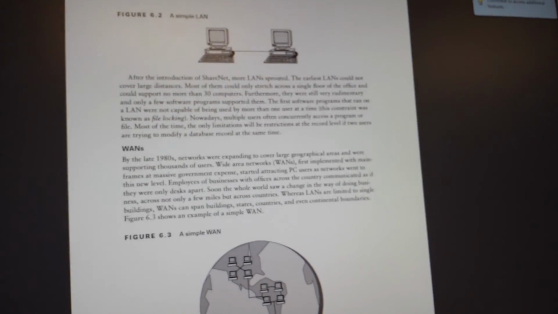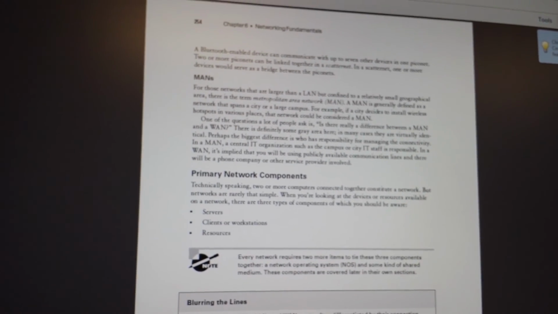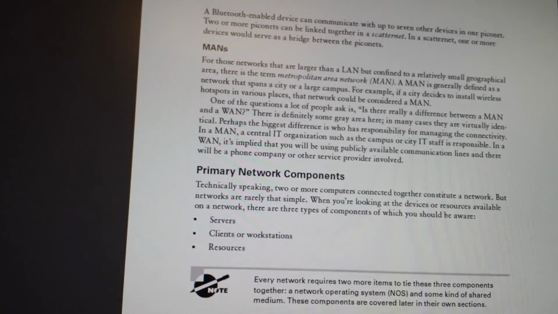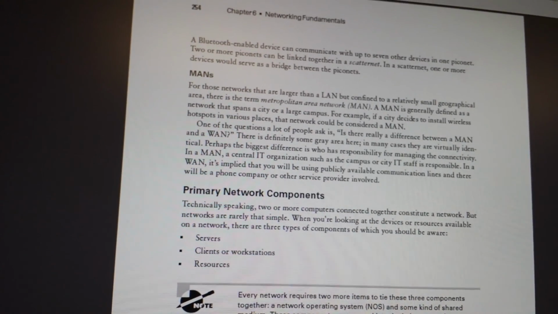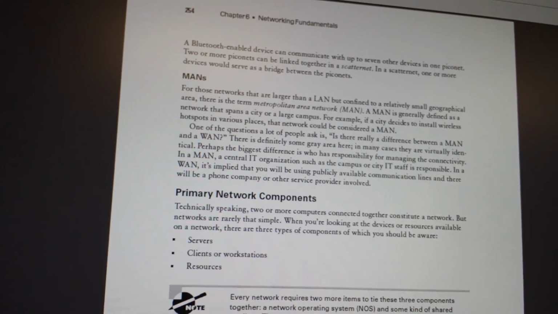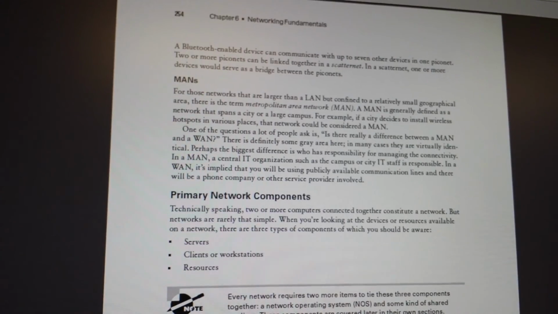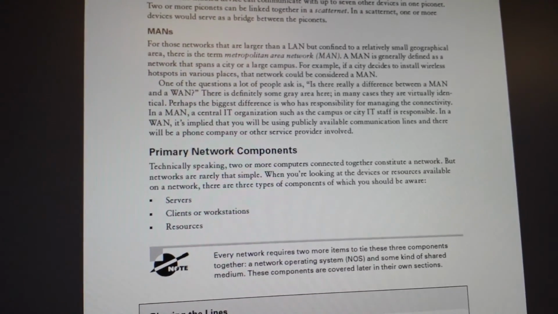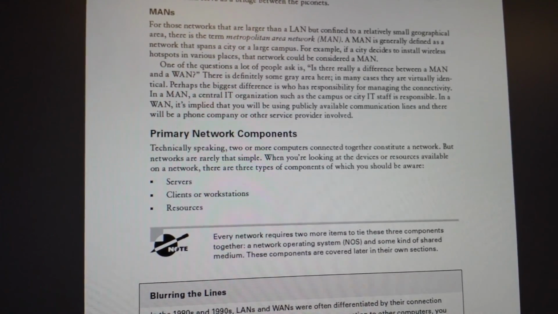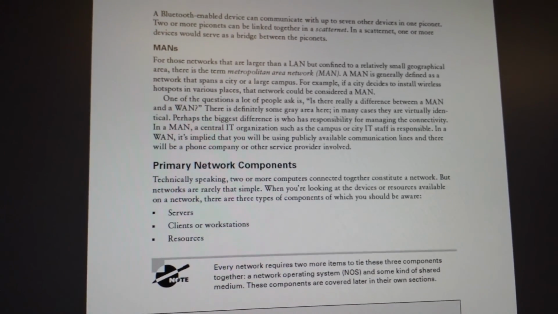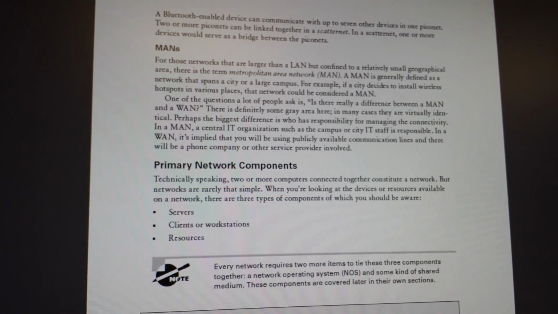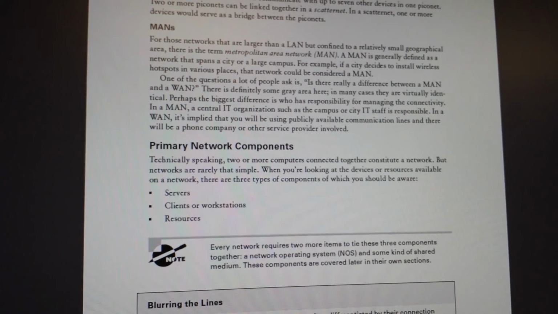MANs. One question a lot of people ask is, is there really a difference between a MAN and a WAN? Yes. There are, as it also said, gray areas. But when you talk metropolitan, the reason why they call it metropolitan, in a MAN, a central IT organization such as a campus, when they talk about campus, they're talking about a school, campus environment.